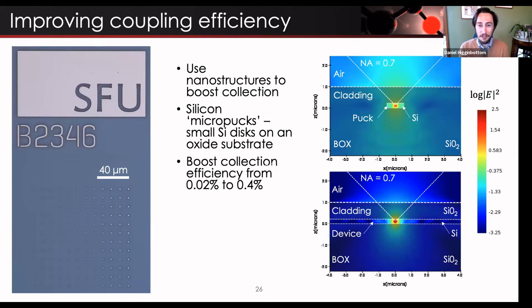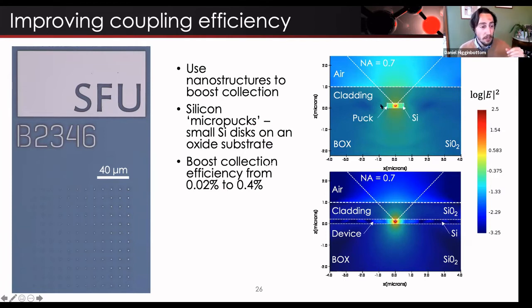To improve the collection efficiency over bulk silicon, to make this a feasible experiment, we designed silicon photonic nanostructures that we call micropucks. These are very simple. They couldn't be simpler. They're small discs of silicon sitting on a thick silicon oxide substrate. So if you remember that side diagram of SOI that I showed earlier, this is what it looks like. You've got a thin silicon device layer, you've got an oxide box, and you've got an oxide cladding layer, which is optional.